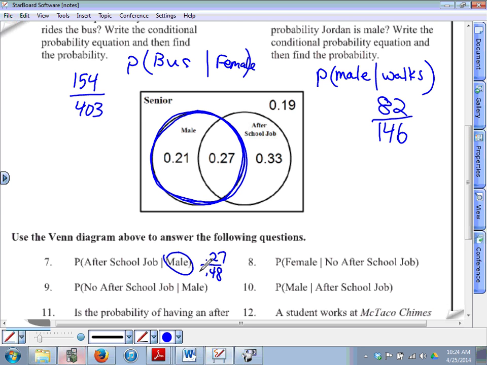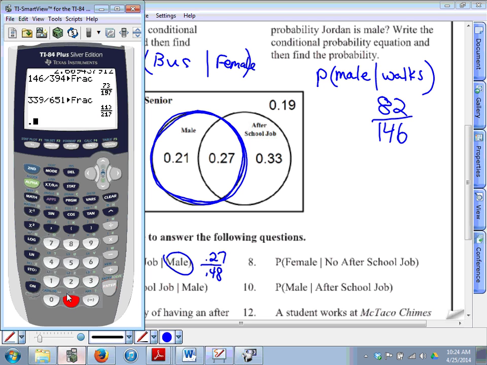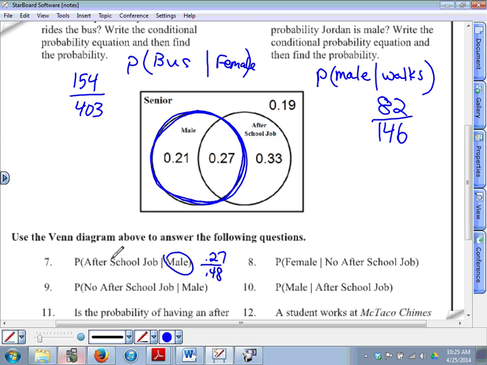Now you guys listen carefully to what I just said. It was a little while ago. You leave them as fractions if you're dealing with normal integer numbers. We're dealing with percentages here, so these also need to be given in percentages. You have to calculate it all the way down to a percentage. So 0.27 divided by 0.48. So it's 56.25% chance that if somebody is male, then they have an after-school job. So 56.25%.